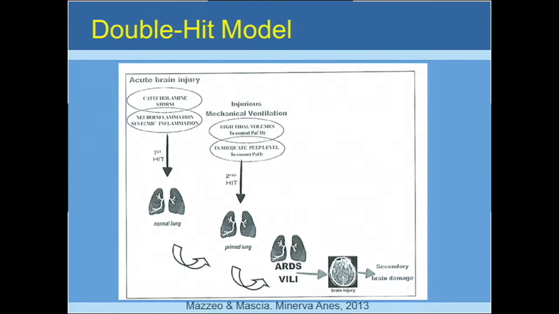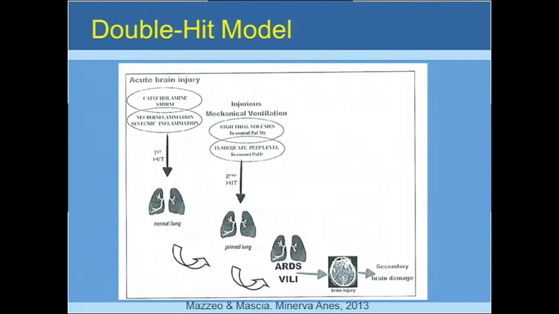On this slide, I'm demonstrating the double hit model of acute brain injury and how it relates to ARDS. On the left side of the screen, we have the catecholamine storm and the systemic inflammation from the acute brain injury. And the systemic inflammation is caused by the neurotransmitters releasing the catecholamines. These catecholamines, this is the first hit, and these catecholamines travel to the normal lung.